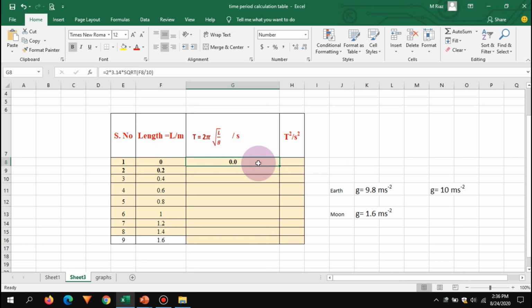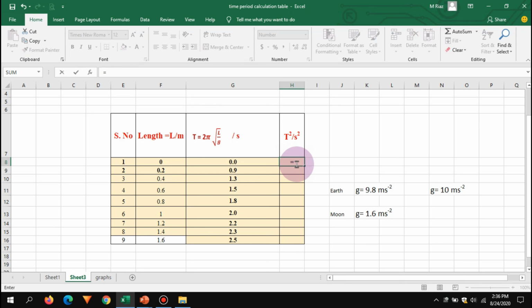So we get 0. Why do we get 0? Because square root of 0 is 0. Now I am not going to write it again, I am going to drag it. When you come here, a black cross appears. Just press the mouse down and drag it down. When you drag it down, you get all the calculations. That is, this is the time period of this, this is the time period of this, and so on.